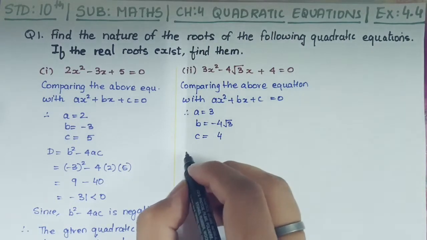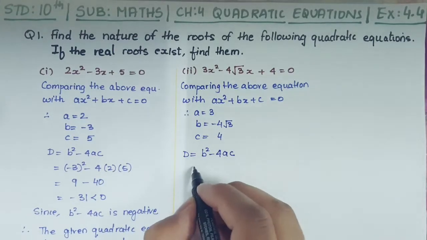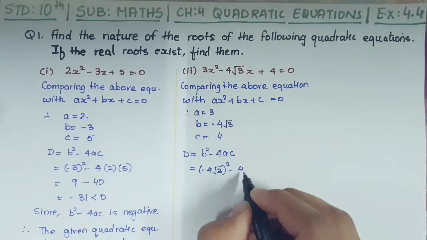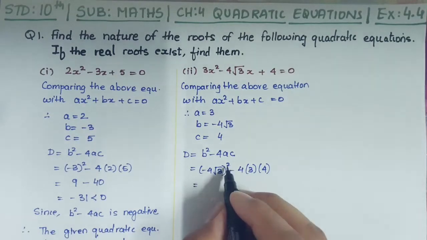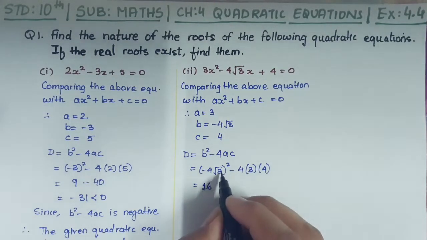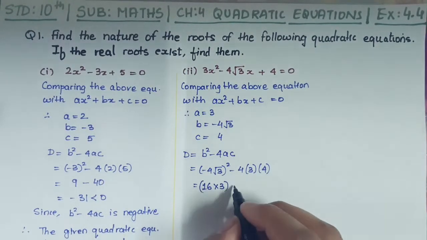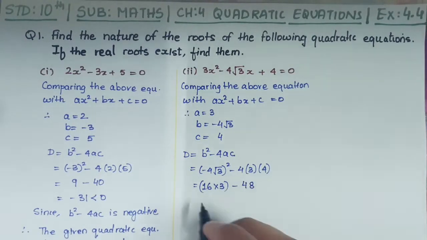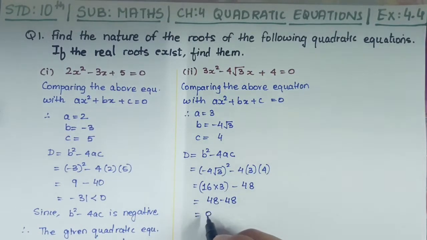Now first we'll find out the discriminant. So b square minus 4ac. This will be minus 4 root 3, the whole square, which will be 16, and the root squared will get cancelled out, so it will be 3. 4 4s are 16, 16 3s are 48, so it will be 48 minus 48 equals to 0. So D is 0.